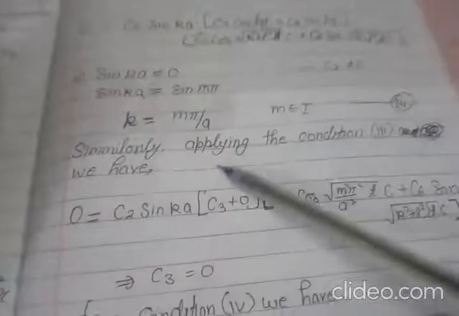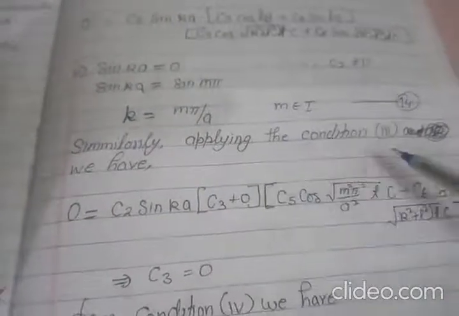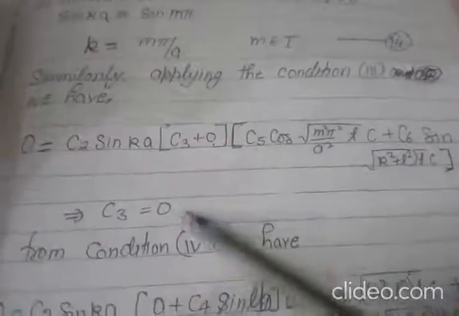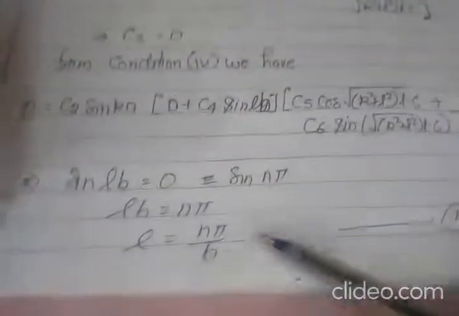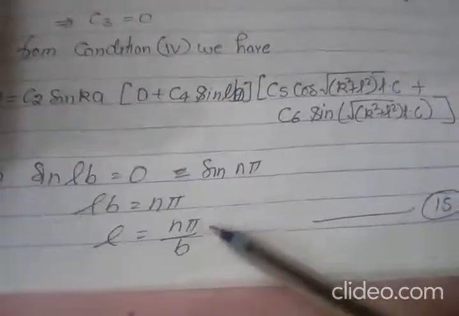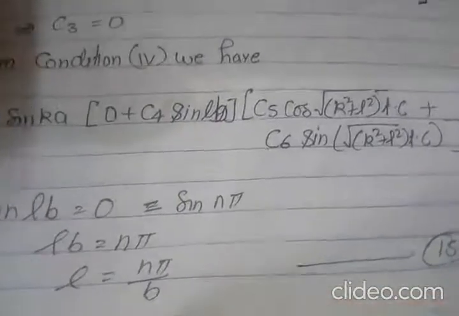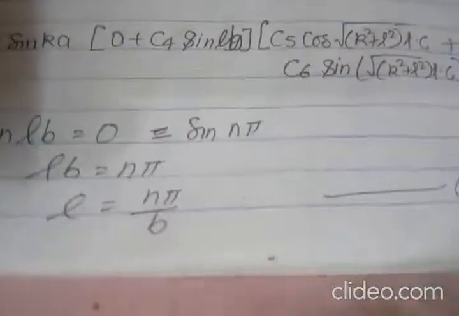Equation 14. Simplifying and applying the third condition, that is, if y is equal to 0, u will be 0, we will find C3 is equal to 0. And similarly, on putting condition 4, we will find the value of L as n pi by b. Here we have found the value of k, that is m pi by a, and the value of L is equal to n pi by b.